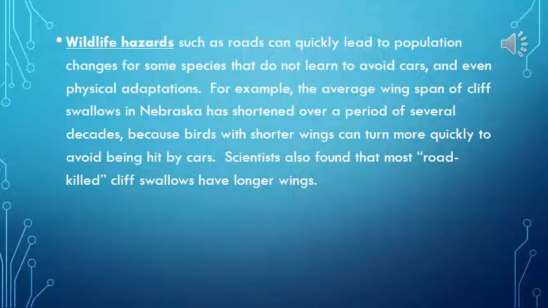Wildlife hazards such as roads can quickly lead to population changes for some species that do not learn to avoid cars, and even physical adaptations. For example, the average wingspan of cliff swallows in Nebraska has shortened over a period of several decades because birds with shorter wings can turn more quickly to avoid being hit by cars. Scientists also found that the most road-killed cliff swallows have longer wings.